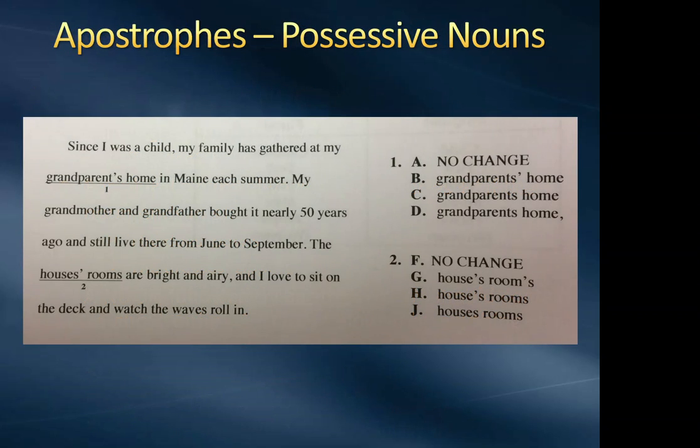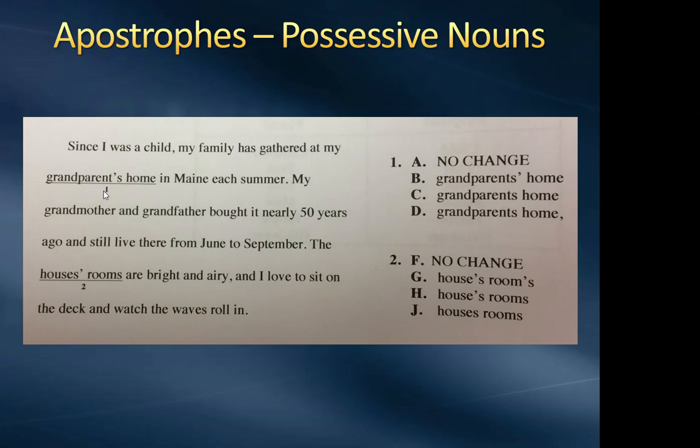All right. Let's look at an example. This is the way that ACT questions are set up. They're set up in a passage and everything is correct except the only thing in question is what's underlined. So, since I was a child, my family has gathered at my grandparents' home in Maine each summer. My grandmother and grandfather bought it nearly 50 years ago and still live there from June to September. I only read that second sentence because I was just wondering if it's one grandparent or two grandparents, but they both are still living and still live there. So we're talking about two people here.